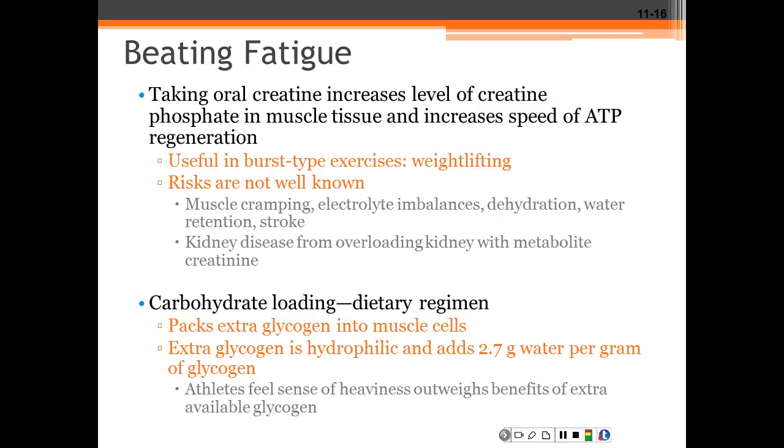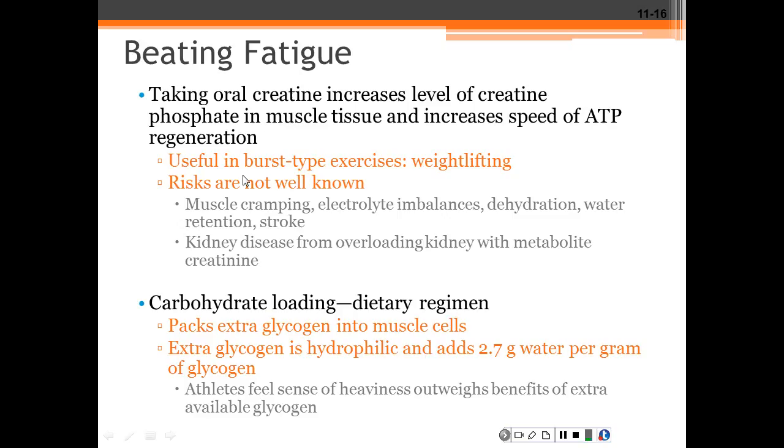Now when you take oral creatine, it's going to increase your creatine phosphate in the muscle tissue, and it's going to increase the speed of ATP regeneration. Because remember we talked about the creatine phosphate, how the creatine kinase will take a phosphate group from the creatine phosphate, and you take that phosphate group and add it to an ADP to make ATP. So this oral creatine is going to increase that process.